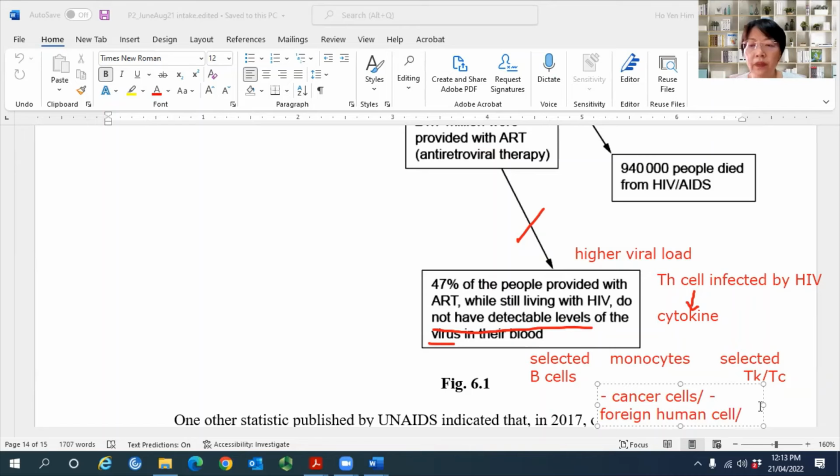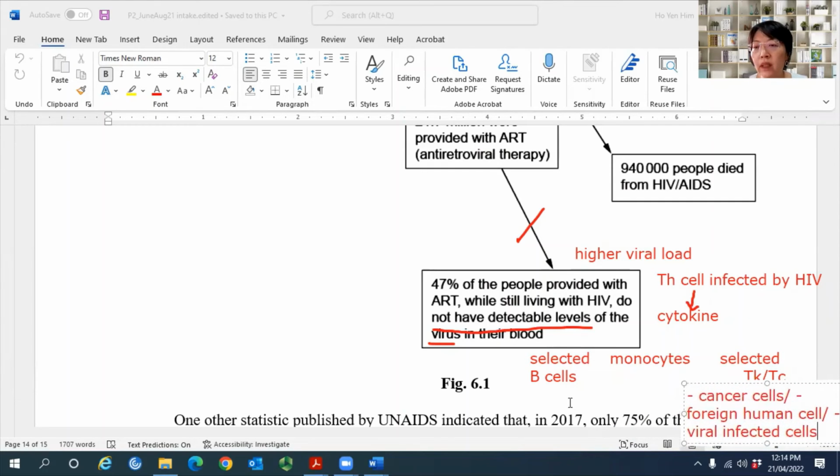Okay, one more. So cancer cell, cell of transplanted organs, and one more. Very important. One more, faster. Joyce? Yes, virus infected cells. Very good. Viral infected cells, infected cells in our body. So TK cell will only attack human cells that are abnormal. So these three types of human cells are abnormal.